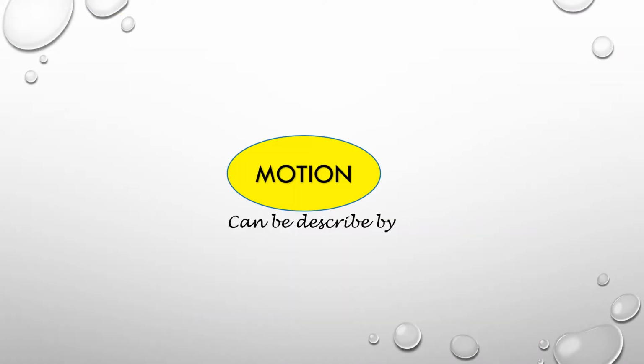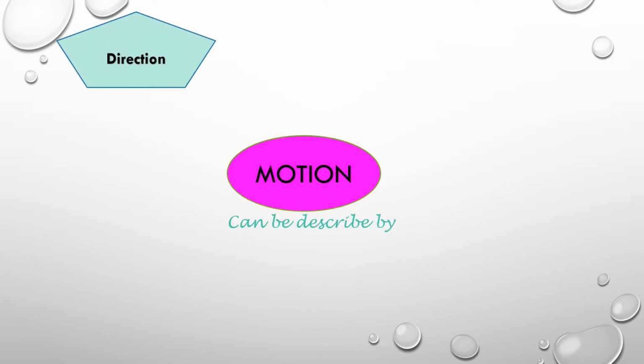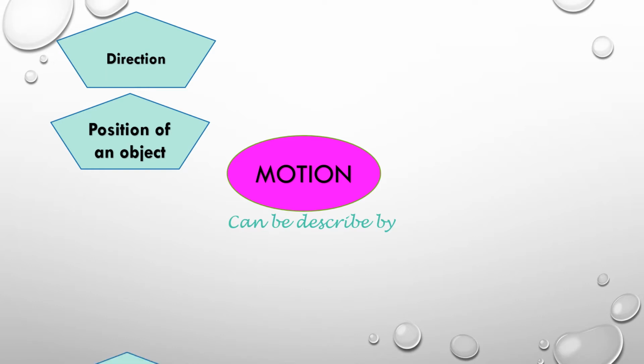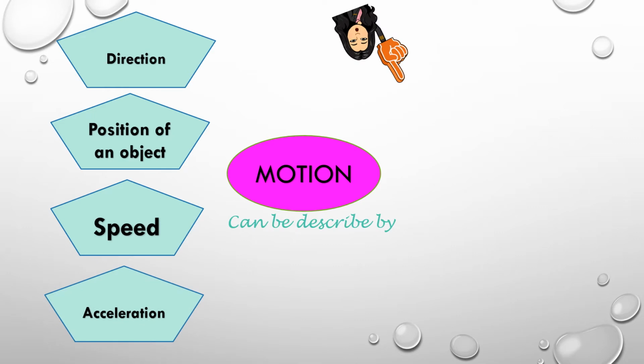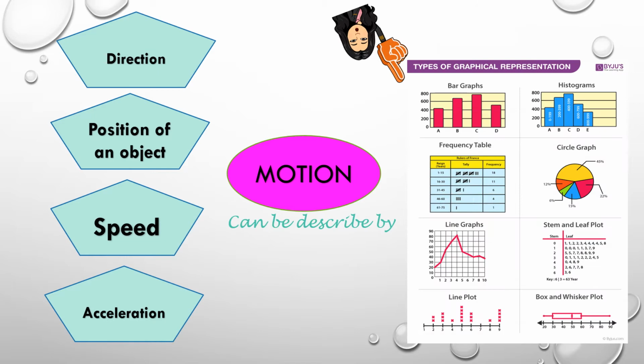Okay, let's move forward now. So, sabi natin last time, motion can be described by direction. Kapag nagbago ng direction, we can say that something is in motion. Pag nagbago ng position, pag nagbago ng speed, pag nagbago ng acceleration. But there is another way to describe motion. It is by graphical representation. So, not only on these four criteria, but motion also can be described by means of graphical representation. So, paano ba yun?